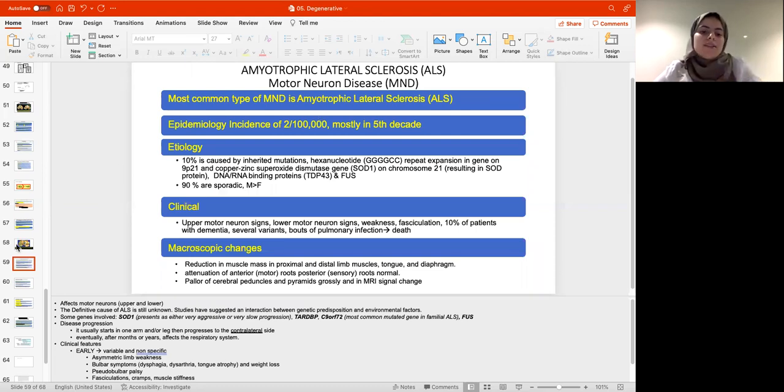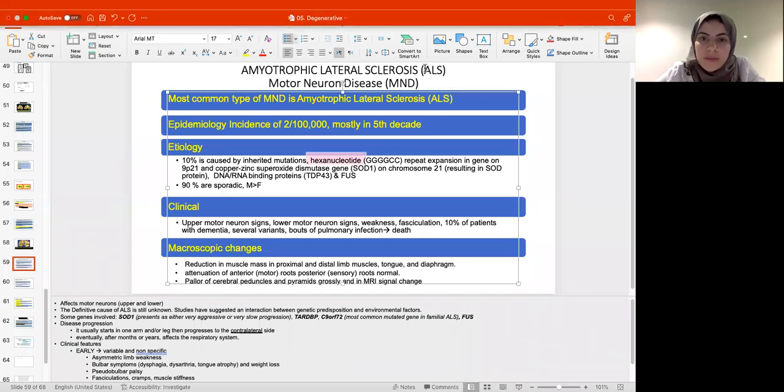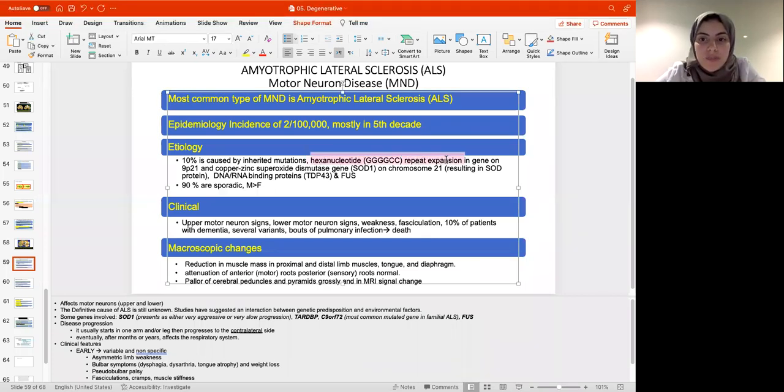Okay, now ALS. ALS, we said it's a motor disorder, affects the upper motor and lower motor neurons. It's the most common type of motor neuron disorder. What do you need to know? It can be caused by a mutation, which is a hexanucleotide repeat expansion. In which gene? It's in a gene on chromosome 9, P21. Okay, so that usually means that there's a translocation. When they put 9 and then P21, that means it's a translocation. You don't need to worry about that right now. But what you need to know is that ALS can be caused by many different gene mutations.